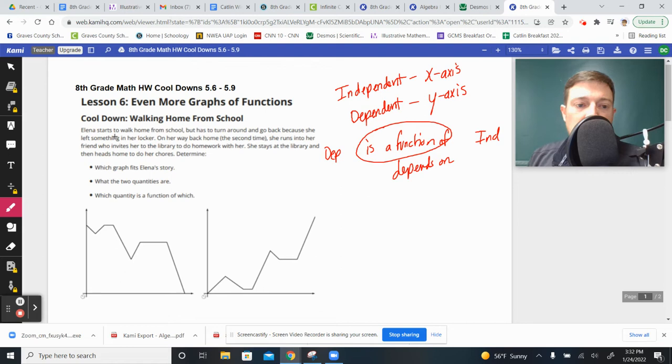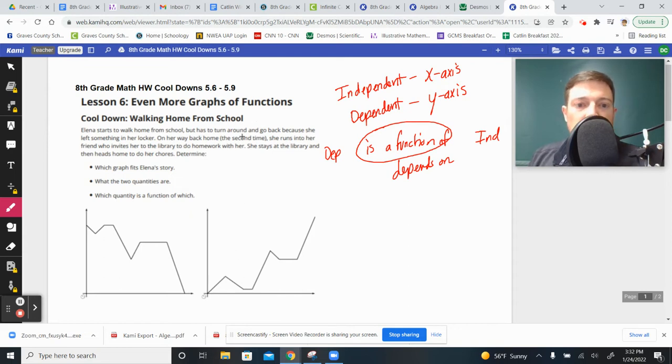Let's start off with something that we can pinpoint in here. She's walking home from school, but she has to turn around and go back because she forgot something. So early on, there's this change of heart. That happens in both scenarios. It happens here and it happens here. So as of right now, it could go either way.